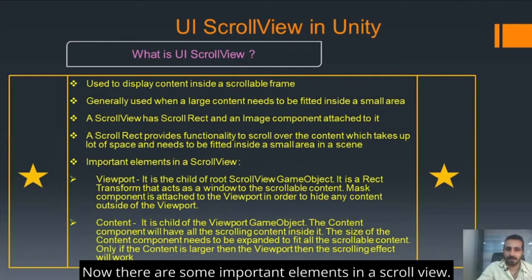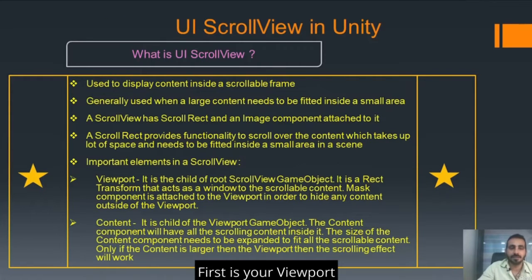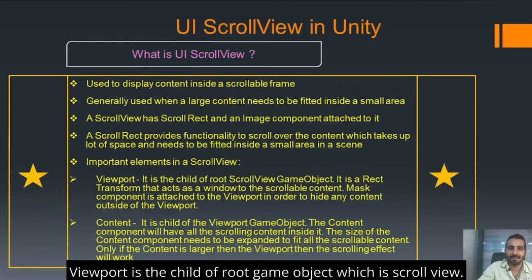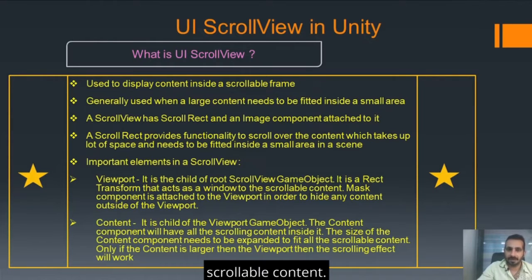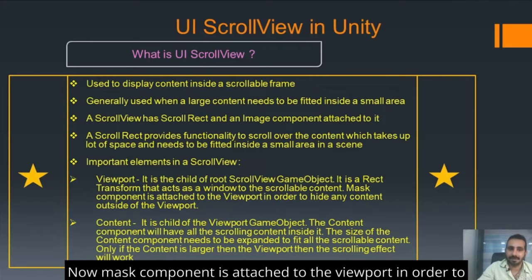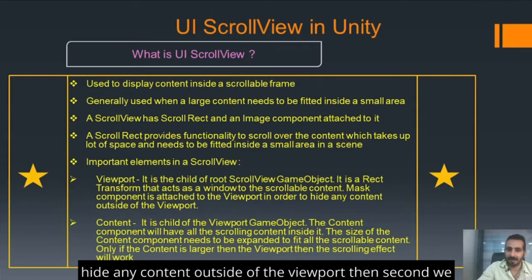Now there are some important elements in a scroll view. First is your viewport. Viewport is the child of the root game object which is scroll view. It is a rect transform that actually acts as a window to the scrollable content. Now mask component is attached to the viewport in order to hide any content outside of the viewport.